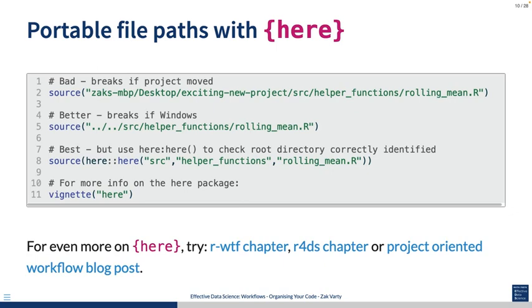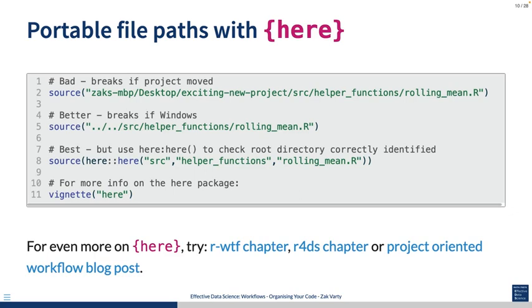However, it doesn't fully solve our portability problem, because you might move your file to a different location within the same project. It also doesn't solve the problem entirely because macOS and Linux operating systems use forward slashes in their file paths, while Windows uses backslashes, so your code will still break if it gets moved onto a computer with a different operating system. To resolve these final two issues, I'd recommend using the here function from the here package.